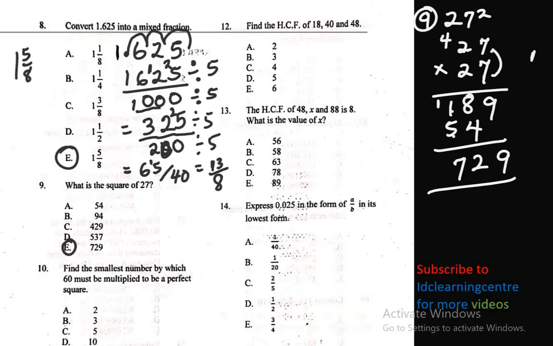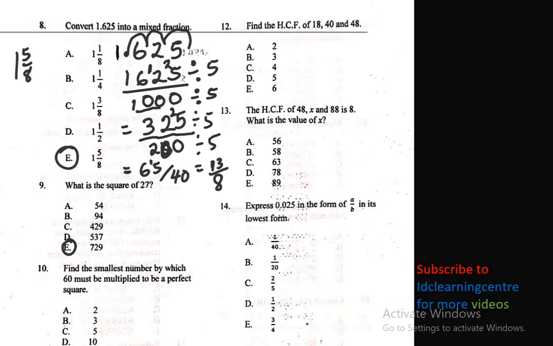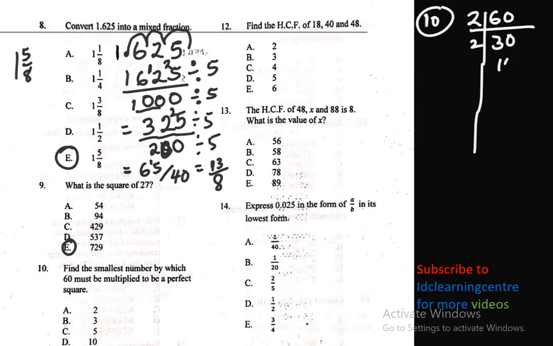Alright, question number 10. It's very easy, but if you are not careful, you may find it challenging, which I wouldn't want. So the question says, find the smallest number by which 60 must be multiplied to be a perfect square. To do that, solve as if you are solving for LCM. Use the table method. Now let's divide. 60 divided by 2 is 30. 30 divided by 2 is 15. 15 divided by 3 is 5. 5 divided by 5 is 1.